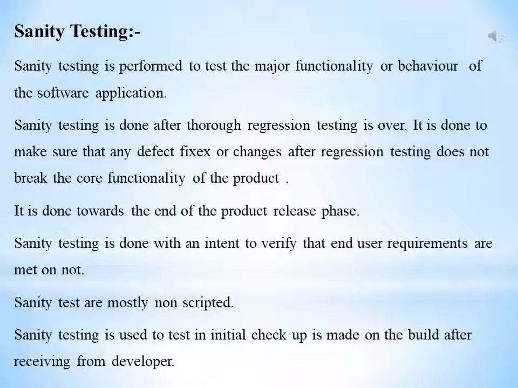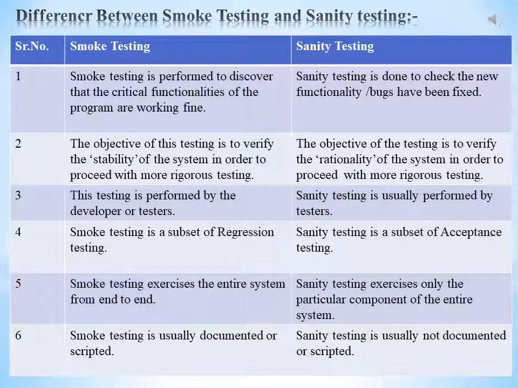Now the differences between smoke testing and sanity testing. First difference: smoke testing is performed to discover that the critical functionality of the program is working fine, and sanity testing is done to check that new functionality or bug fixes work. Second, the objective of smoke testing is to verify the stability of the system in order to proceed with more rigorous testing, and in sanity testing, the objective is to verify the rationality of the system in order to proceed with more rigorous testing.